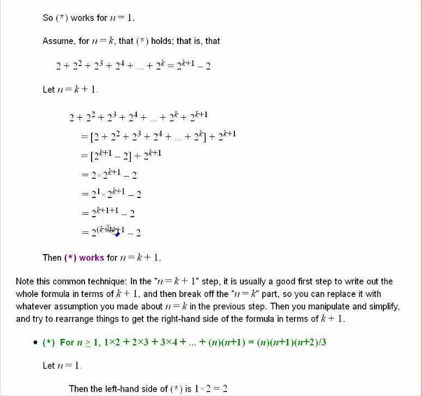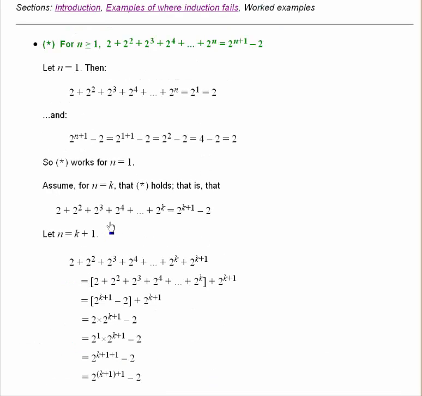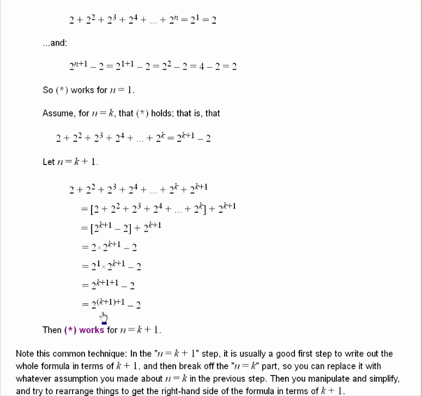Okay, which is the same thing as 2 parentheses k plus 1 plus 1 minus 2. Now compare this formula with star. What's the difference between this formula and star? Well, in fact, if I replace n here with k plus 1, it's exactly the formula I got here. So just to recap, what did I do? I started with the left-hand side of star with n equal to k plus 1, did some algebra, and I found the right-hand side of star with n equal to k plus 1.